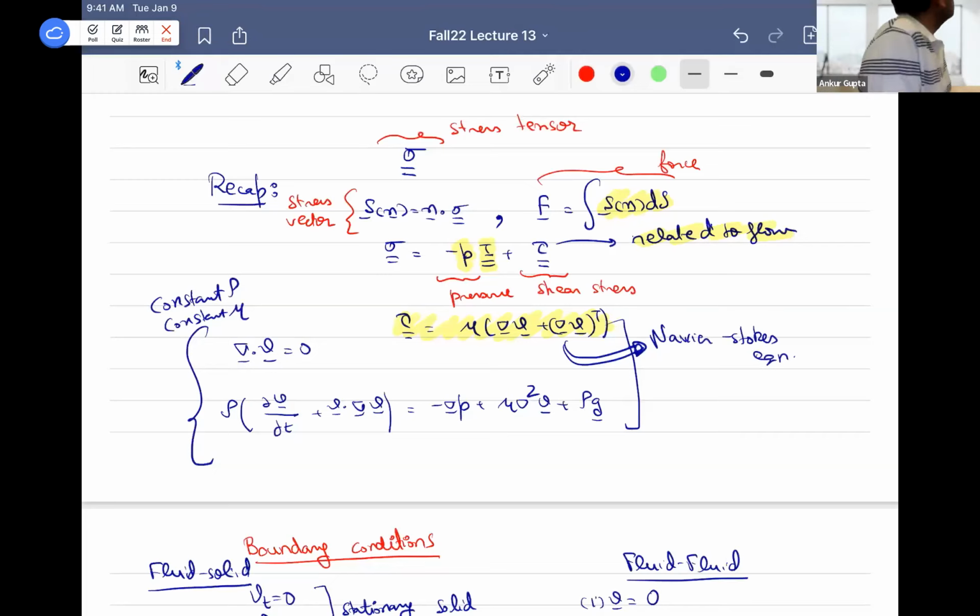Yes. Where does the transpose go? If you put it back together, it becomes del squared V. So it's just vector identities. Any other questions?